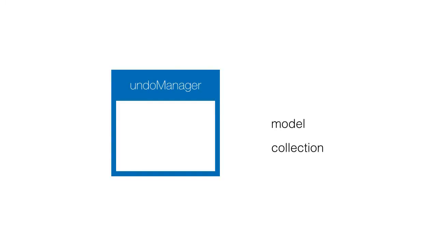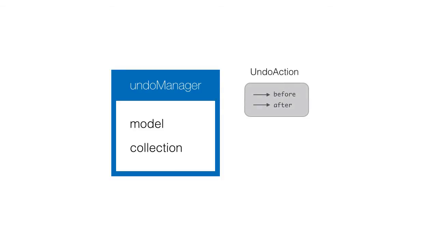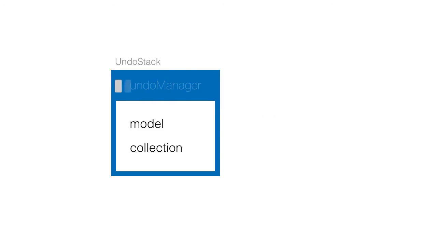The principle of Backbone.Undo.js is that you register the objects whose changes you want to undo and redo, and the undo manager then observes these objects and listens to the events they trigger. On every event, it creates a before and after state and stores it internally as an undo action in an undo stack. So this is how Backbone.Undo.js works, and as you can see, the major advantage is that it makes extensive use of Backbone's own mechanisms, so events, functions like previous attributes to get the before state, etc. And that way it's able to do a lot on its own, which is the reason why it's so simple.